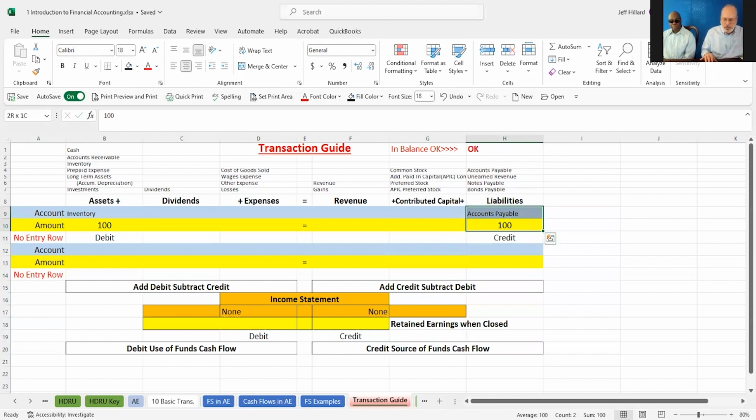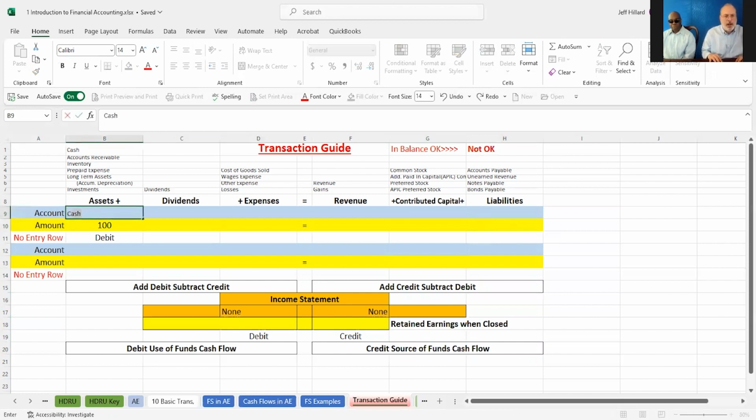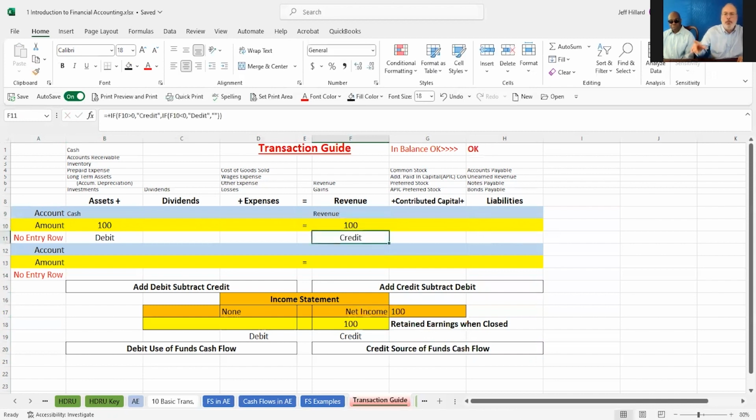Let's do one that's a little more fun. Let's do a cash sale. So our cash is going to go up, and revenue coming in here at 100. Okay, we're in balance. 100 equals 100. And now we have net income. This is so cool. Net income appears down here. We have a credit balance in retained earnings. And now we have our source of funding.